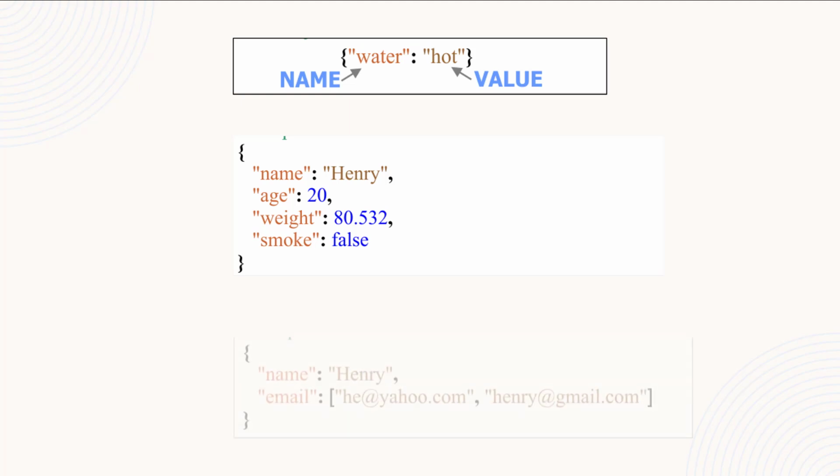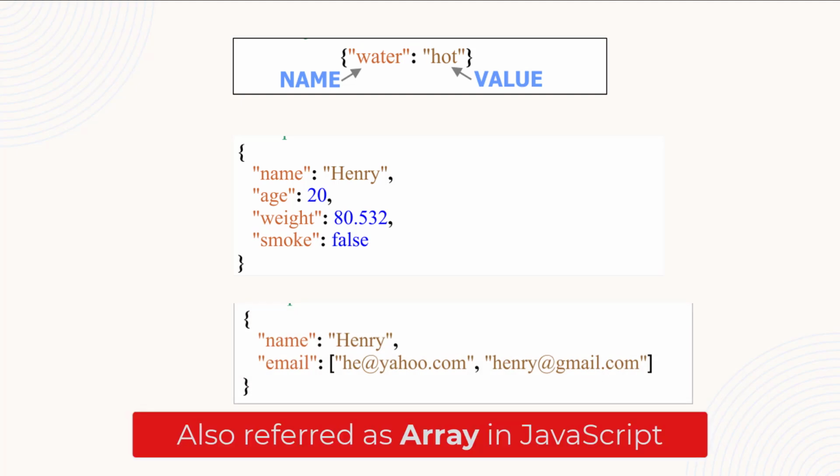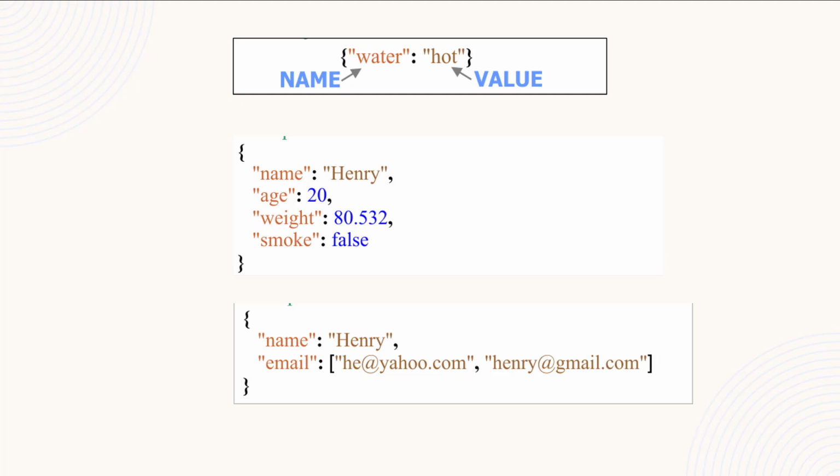Similarly, we can also store data in the form of a list in a JSON. So here you can see another example where name is Henry, and to store multiple values, we are using a list format. For example, email here. Henry has multiple emails, so we are storing that in the list format. Now let's quickly jump to our Visual Studio Code screen and understand how we can create a JSON file.